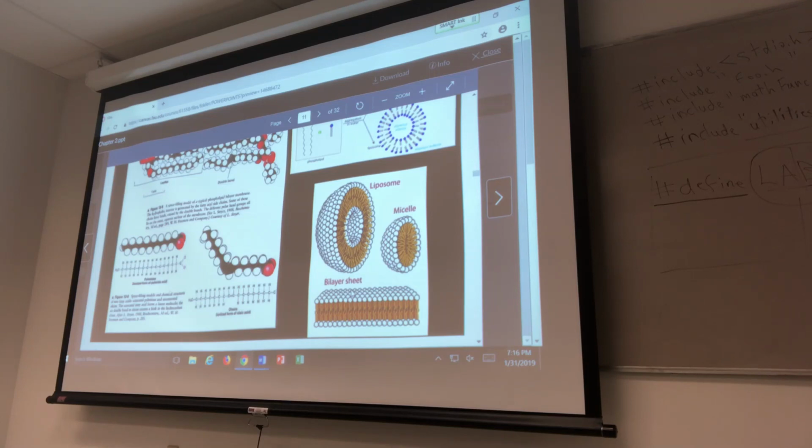Is it two tails and one polar head, correct? Yes, both of them will only have one polar head. It's just that a liposome has two tails. A micelle only has one tail attached to it.